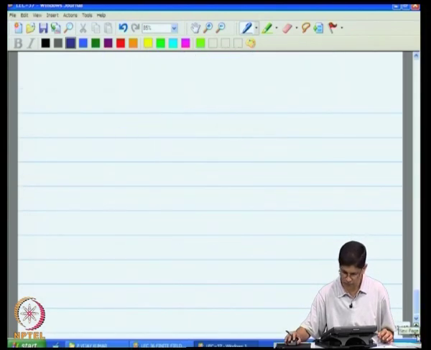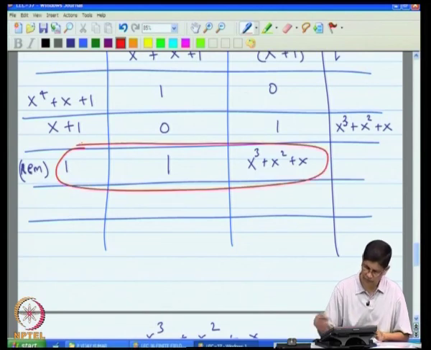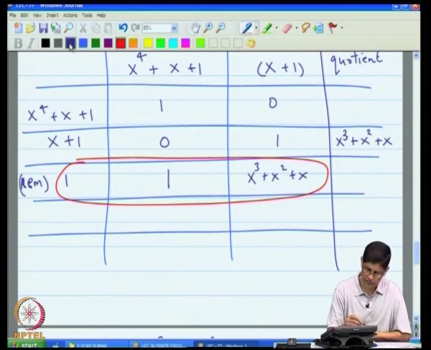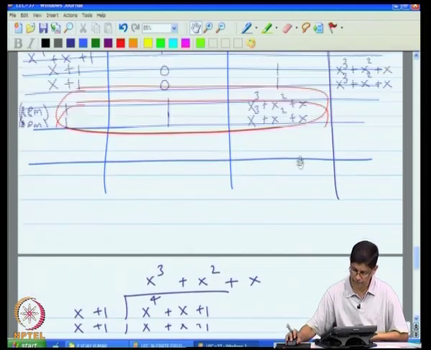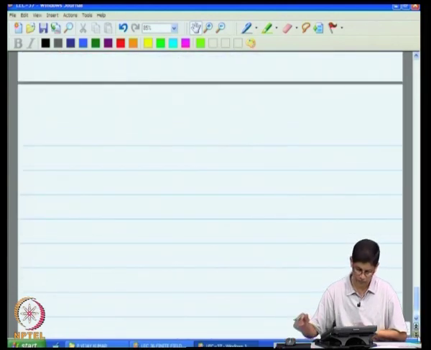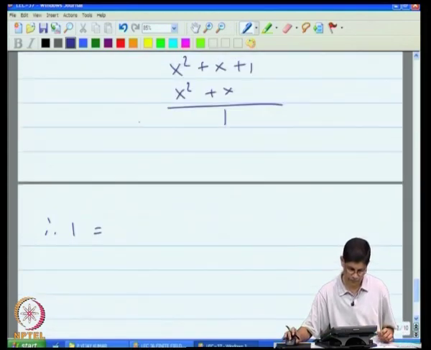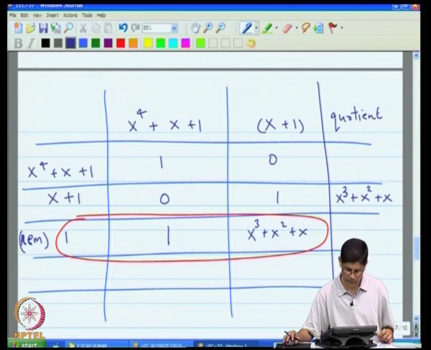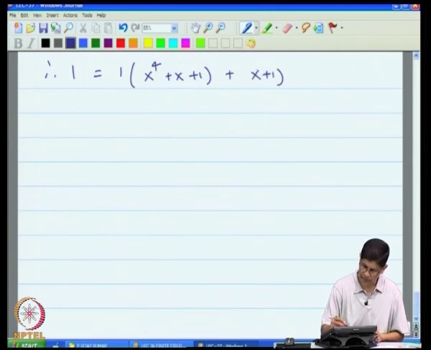So in this way what we have actually shown is this equation, which is the equation that is important for us. It tells you that I am able to write the term 1 as something times x^4 plus x plus 1 plus something times x cubed plus x squared plus x into x plus 1. So therefore, 1 is equal to 1 into x^4 plus x plus 1 plus x plus 1 into x cubed plus x squared plus x.